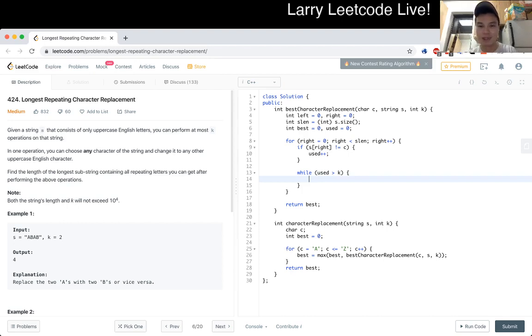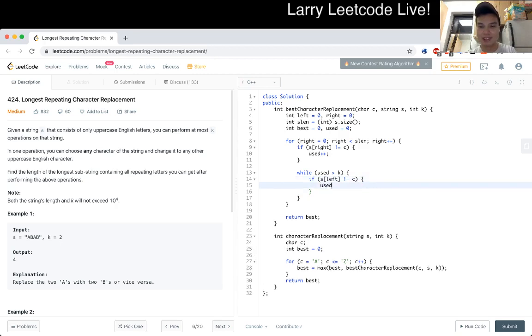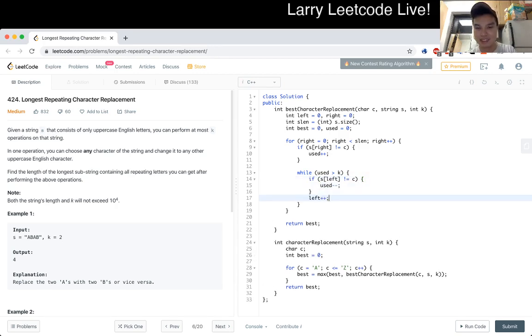So then now we want to move left, right? So if the left is not equal to C, that means we remove one of these. So then used minus minus, and then just left plus plus. And in theory, I would bound check more, but there is an implicit kind of invariant in that you don't have to check left for bound, and there might be typos, so that could happen.